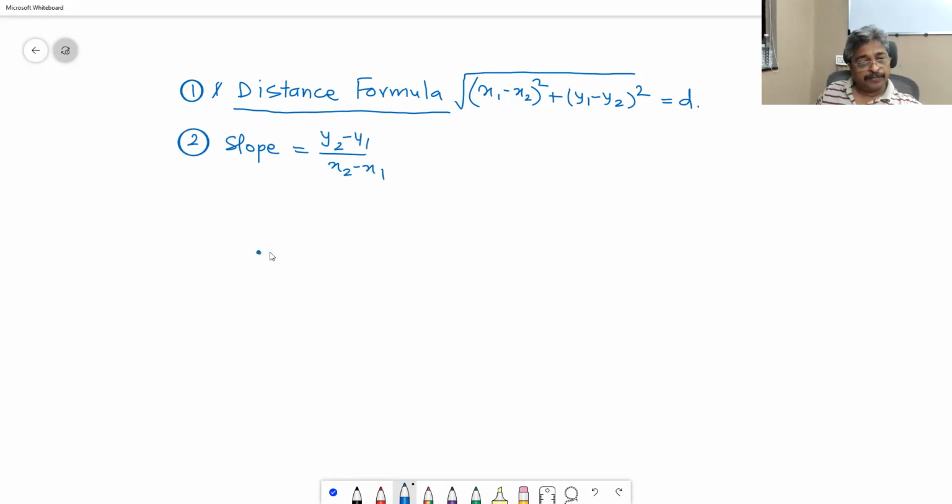Now, suppose we have a segment, and the coordinate of this is (1, 3) and this is (-3, 7), something like that. And if I tell you that M is the midpoint of this segment, how do we find the coordinate of M?